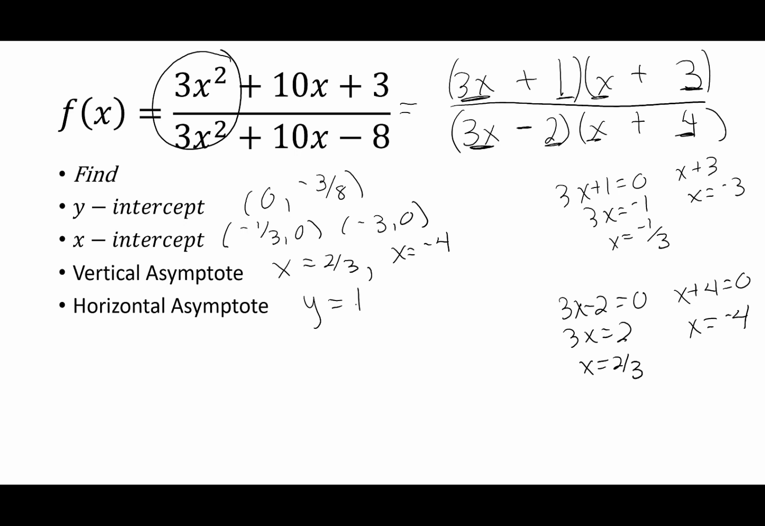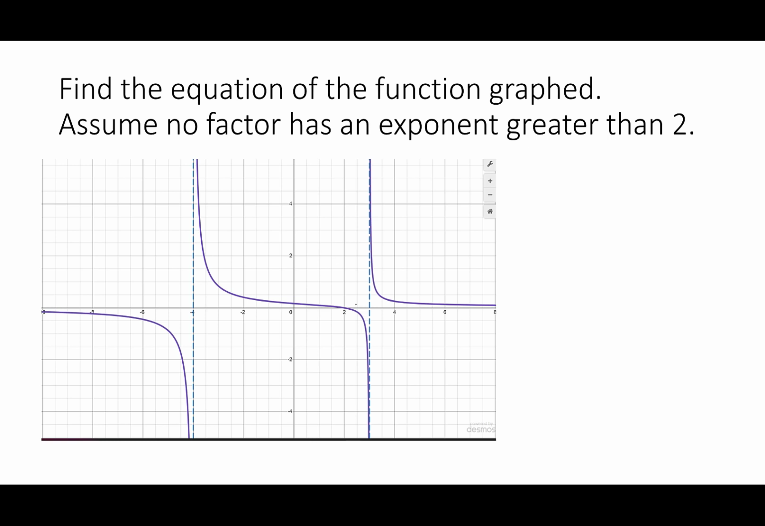So I covered that quickly again, just because we're going to go backwards now. So now I'm going to give you the graph, and we're going to come up with the equation of the function. What we're going to do is just assume that no factor has an exponent greater than 3, so we don't have to worry about multiplicities. Multiplicities will be 1 for everything.